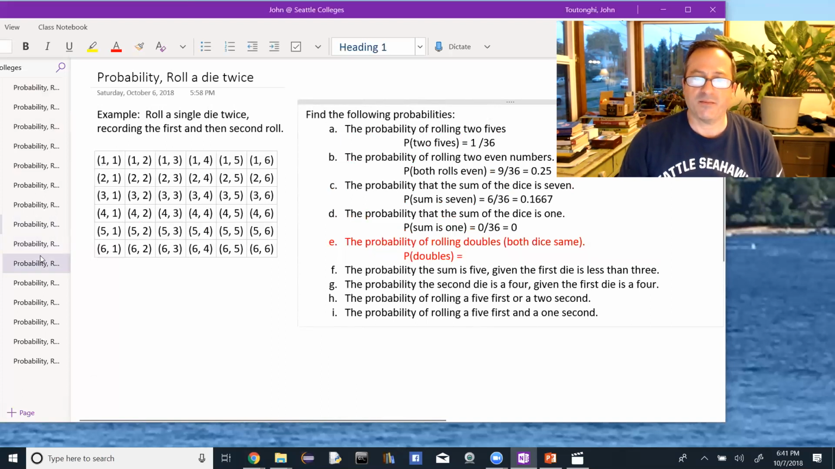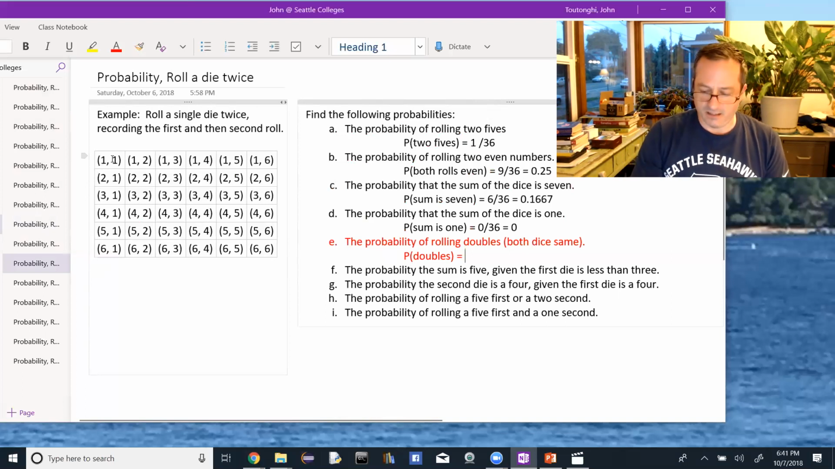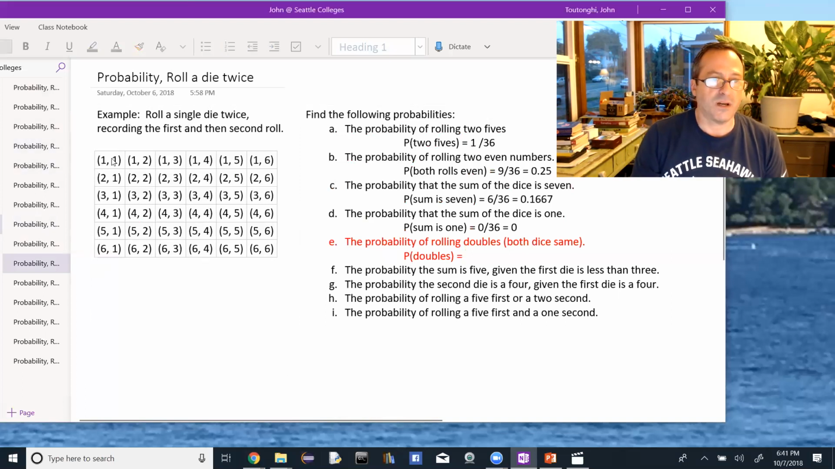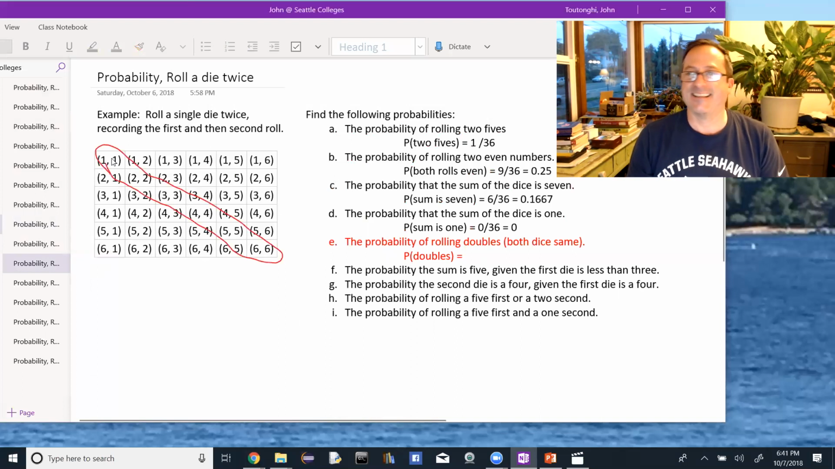Next one, the probability of rolling doubles. So both dice are the same. I'm going to write probability of doubles. And again, the up diagonal had sums that added to 7. The down diagonal here, starting with this 1, 1, 2, 2, 3, 3, 4, 4, 5, 5, and 6, 6. Oh, I'm getting better with the pen. The down diagonal has the doubles, and again, there are 6 of them.